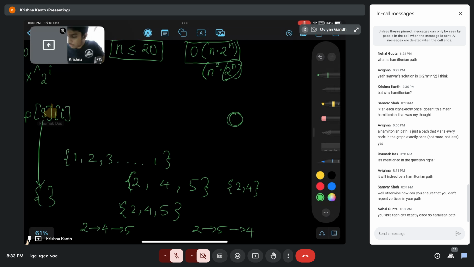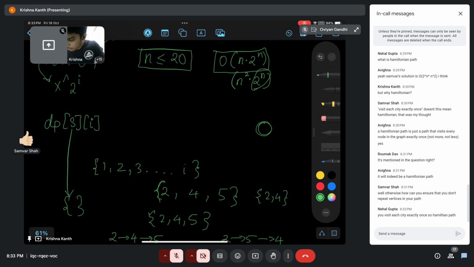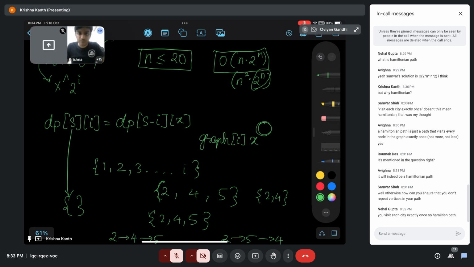Yes. So it would be something like, okay, I'll just write the DP transition first and then I'll explain. dp of S minus X here. So it means without the X, sorry, without the i, because we want to end at i. And then X, such that there is an X in the graph, so that i is connected to X in the graph.